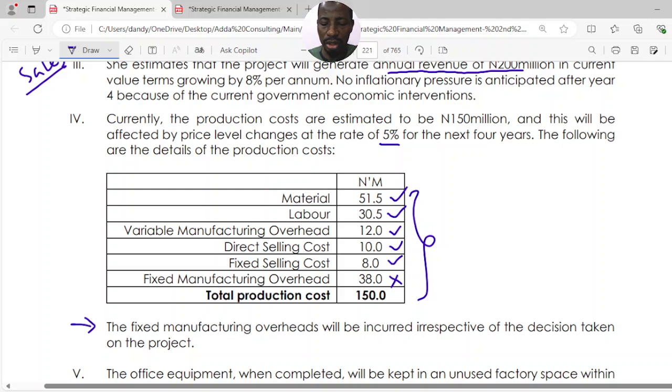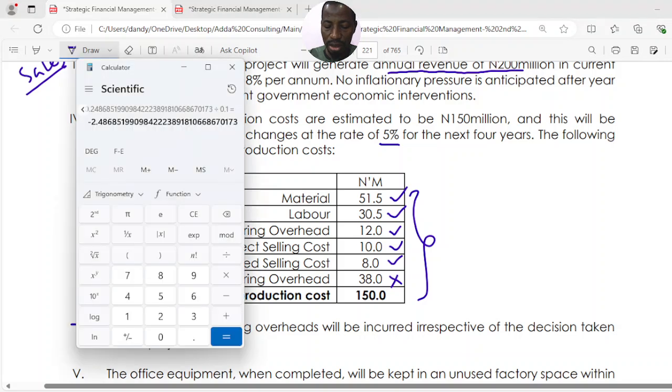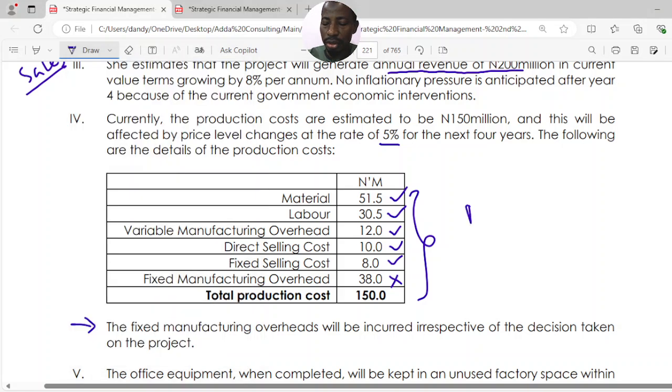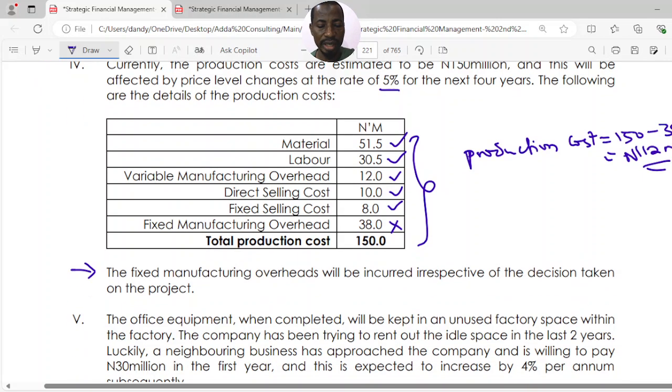So out of the 150 million for production cost, only 112 million is what we are going to consider. Let me do the calculation. So 150 million minus 38, that's 112. Production cost equals 150 minus 38. So only 112. Let me write that. Only 112 million will be considered as relevant production cost. Let's move to the next one.